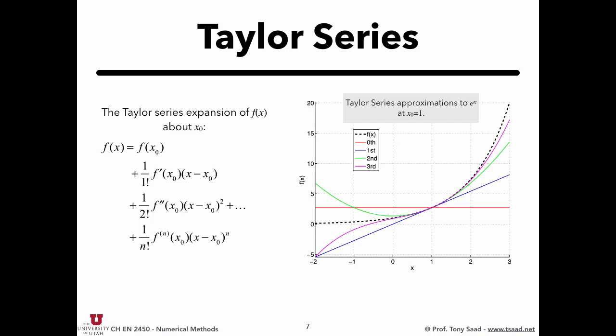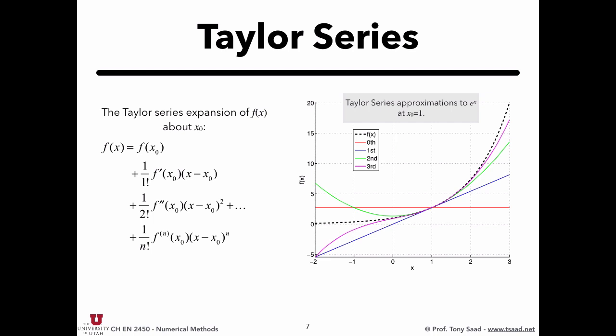Then if you add one more term, f prime at x0 times x minus x0, where x0 is 1 and f prime of x0 is the derivative of e to the x at point 1, and plot along x, you get this blue line. And then as you keep adding terms, you see we get closer and closer to the true function. Now, that's beyond the point, but that's essentially how the Taylor series operates. The more terms you add, the more accuracy you have.